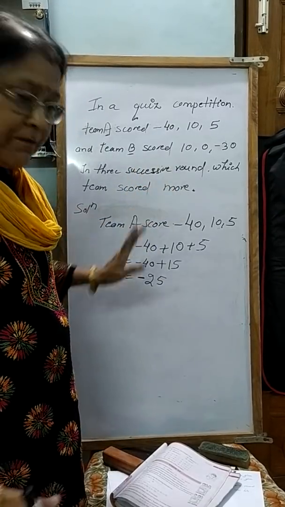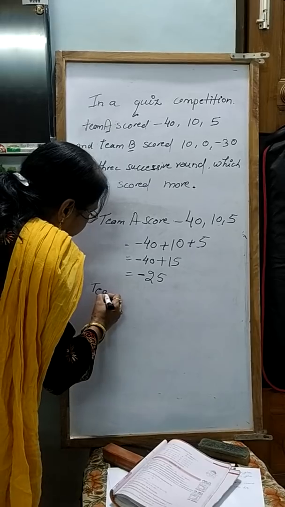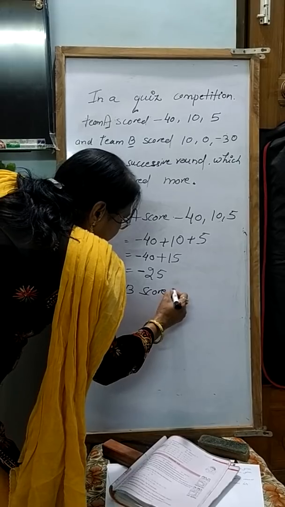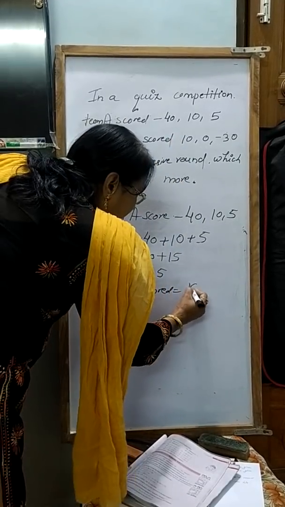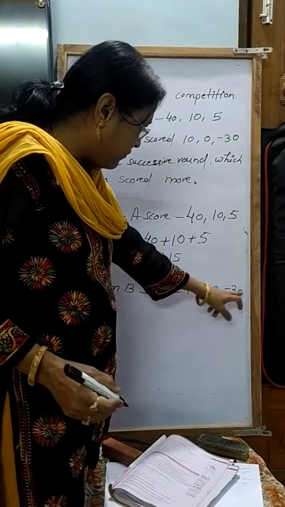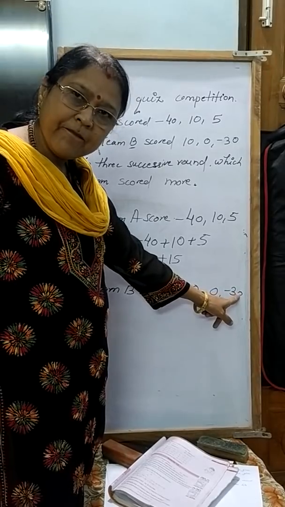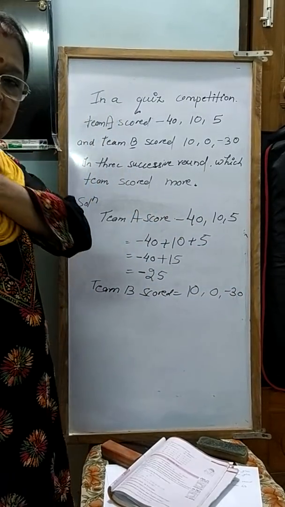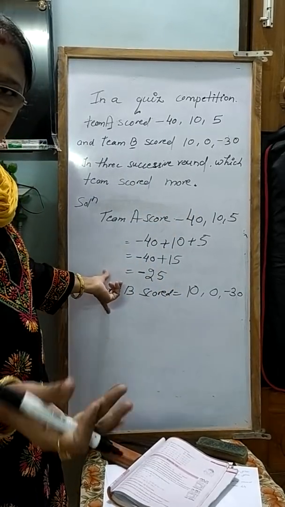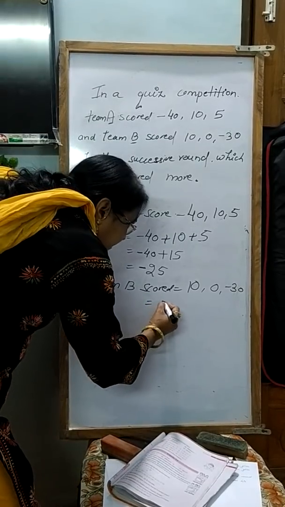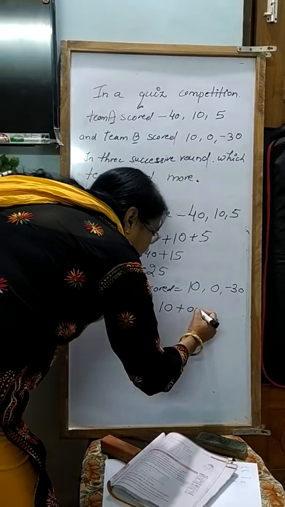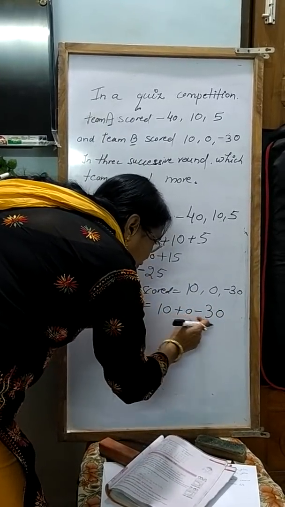Then come to this team B. For team B, scored the marks how much? 10, then 0, then -30. In 3 rounds, first round, second round and third round. Now the question is again which scored more marks. It means again you have to do the addition or subtraction whatever it is. Now you have to do the addition. 10 plus 0 and -30. 10 plus 0 minus 30.